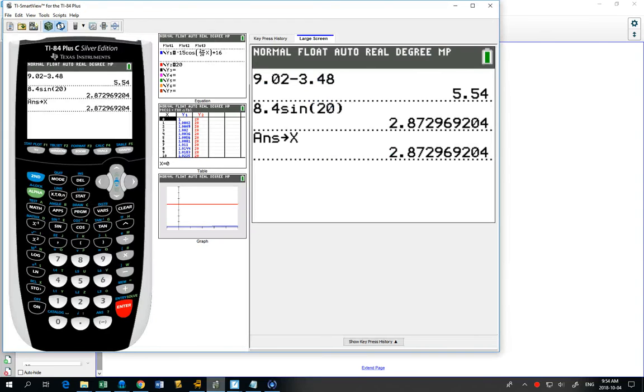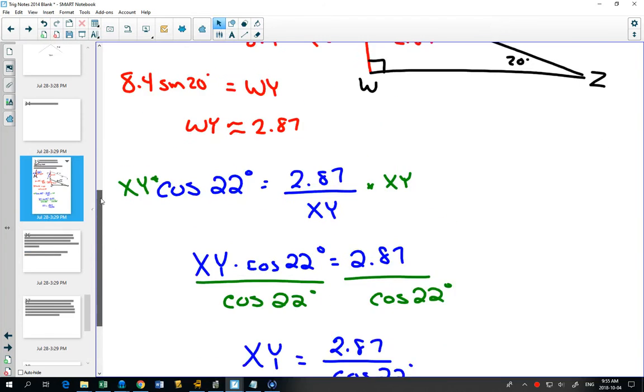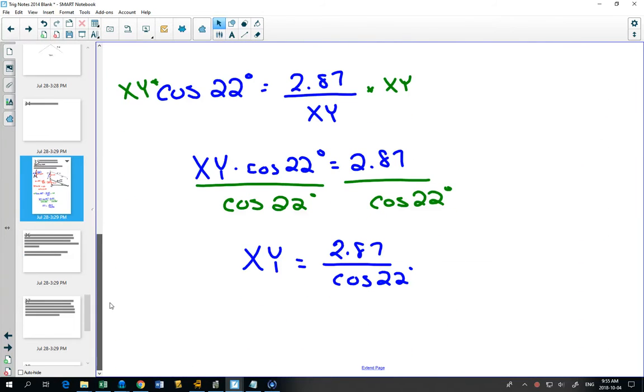If we look back at our calculators, we're fortunate in that 2.87 was still there as our last answer. So probably the easiest thing that you would do in a situation like this is you would go second answer, because that's our answer, divided by cos of 22. 3.098. What are we supposed to round to? Read the question. Round to the nearest tenth of a centimeter, 3.1 centimeters.